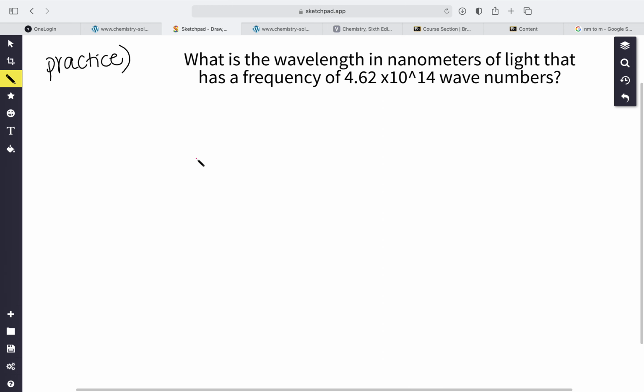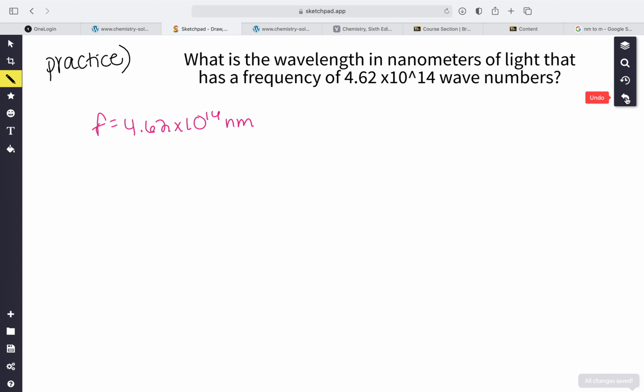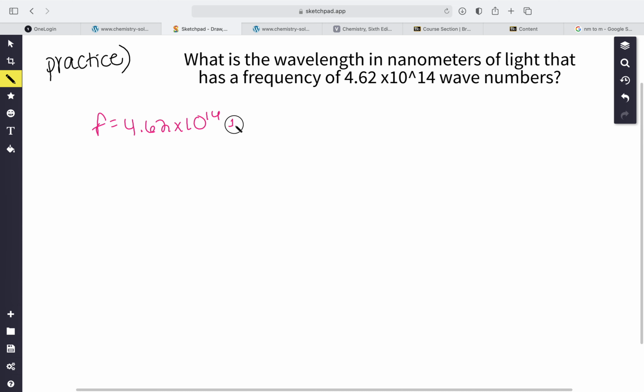So what we're given, I always like to write out what I'm given. I'm given that the frequency is equal to 4.62 times 10 to the 14th, and that's not nanometers, it's 1 per second, or hertz, whichever one you want to say. And then we want to find the wavelength, right? So we're given frequency, we want to find wavelength. So I'm going to write lambda is equal to question mark.